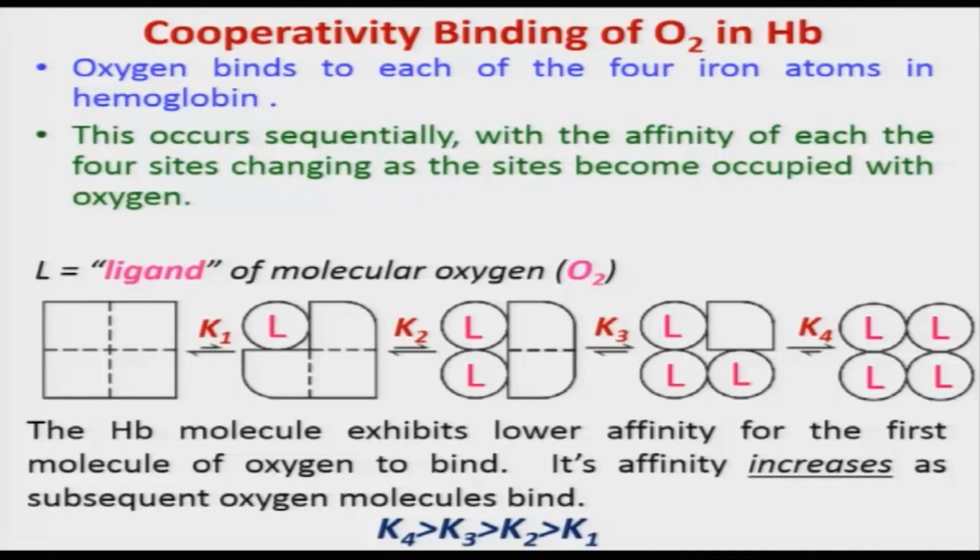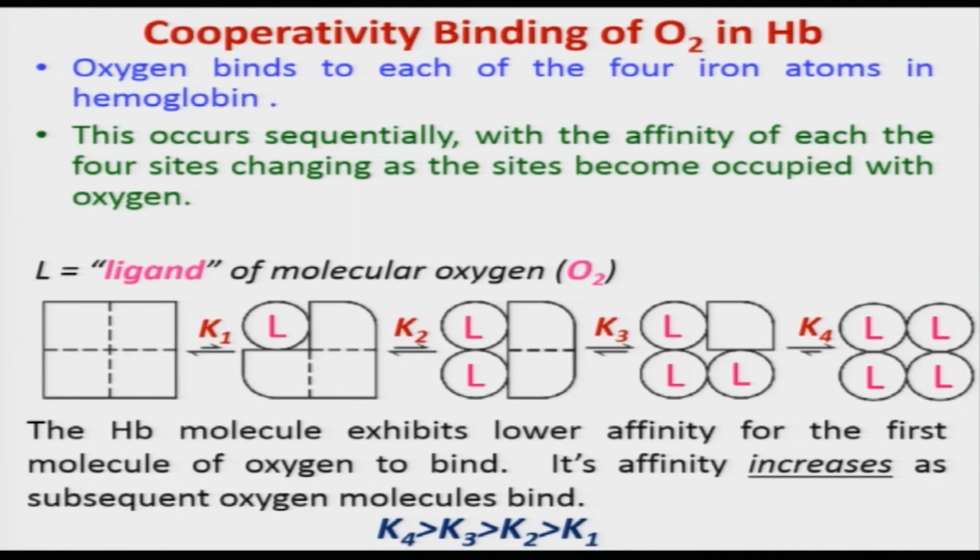Now, as more and more dioxygen binds on the iron, it becomes easier to bind dioxygen to the subsequent heme centers, and that is what is happening. So, this binding affinity increases as subsequent oxygen molecules bind, and that is the reason why we see a complete reversal of what is expected from the statistical point of view.